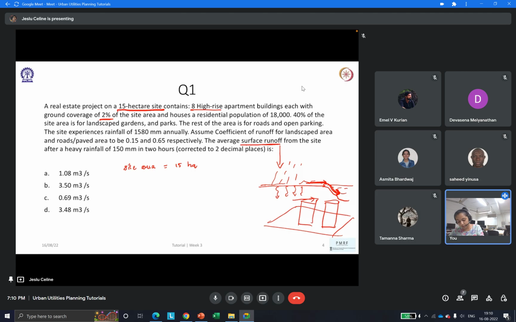So each, if they cover around 2%, and the ground coverage of 2% each, which means the total roof area that these will be covering, like let's just take the roof area, that is where the rain will be falling on the roof, that will be 8 into 2 by 100, that is 2% of the site area, which is 15 hectares. So I hope all of us are here. So this calculates to a very quick calculation, 8 into 2, 16 into 15.